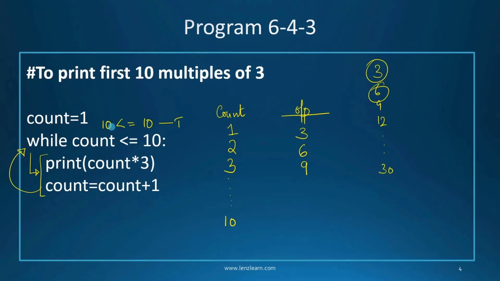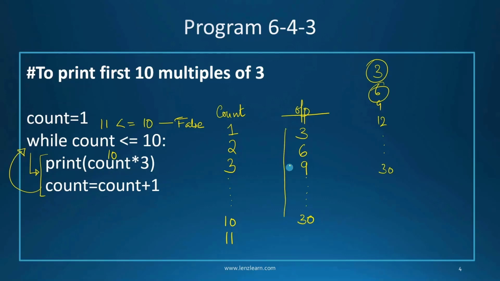So when count value becomes 10, you can see 10 is less than or equal to 10. That is true because we have this equal to here. I will come inside and now I will do 10 into 3. So the final value 30 will be printed out. Now the count value will be incremented to 11. Now I will check 11 is less than or equal to 10. You can see this is false. So now the while loop will exit and your program will terminate.